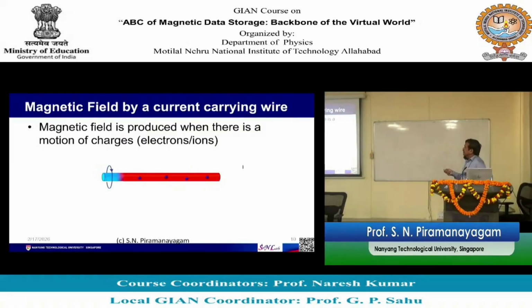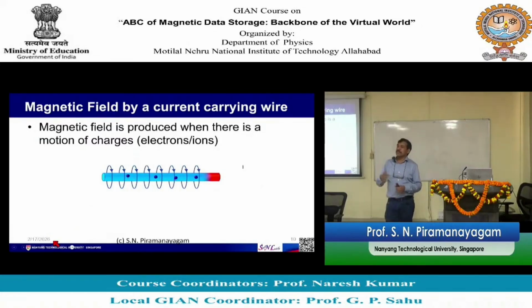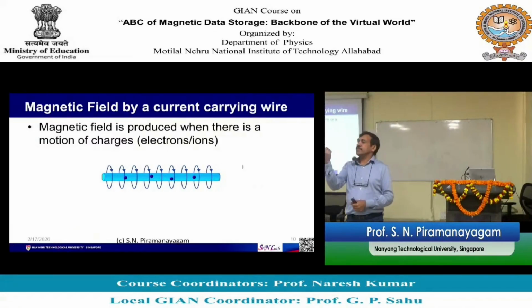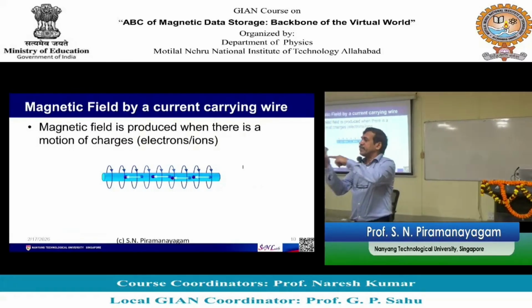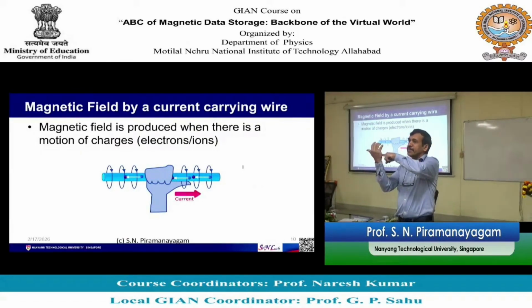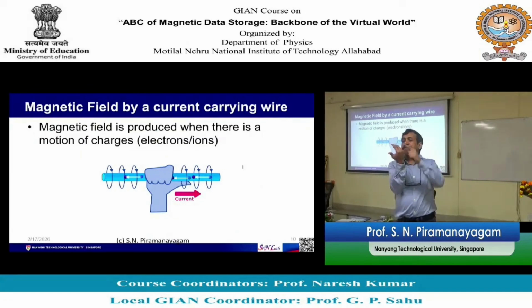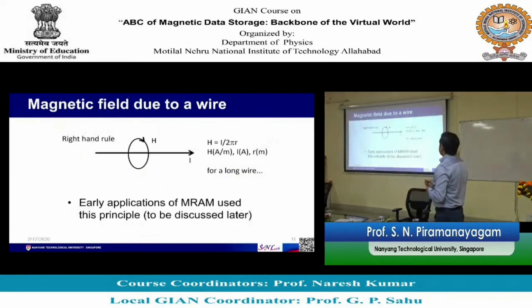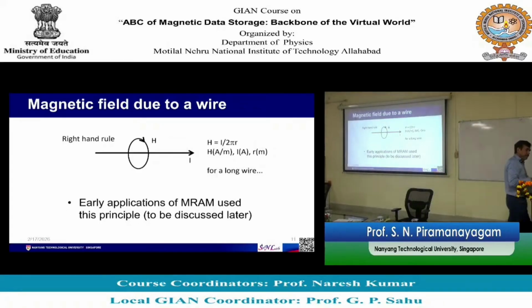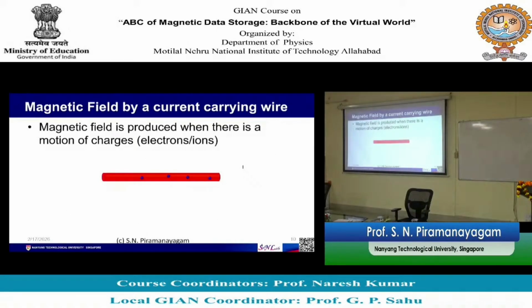So if you send a current through a current carrying wire, you can produce a magnetic field, and the magnetic field direction is in the direction of my fingers. For example, if the current is flowing in the direction of my thumb, then the magnetic field will be in the direction of my fingers. That is the concept discovered by Oersted.